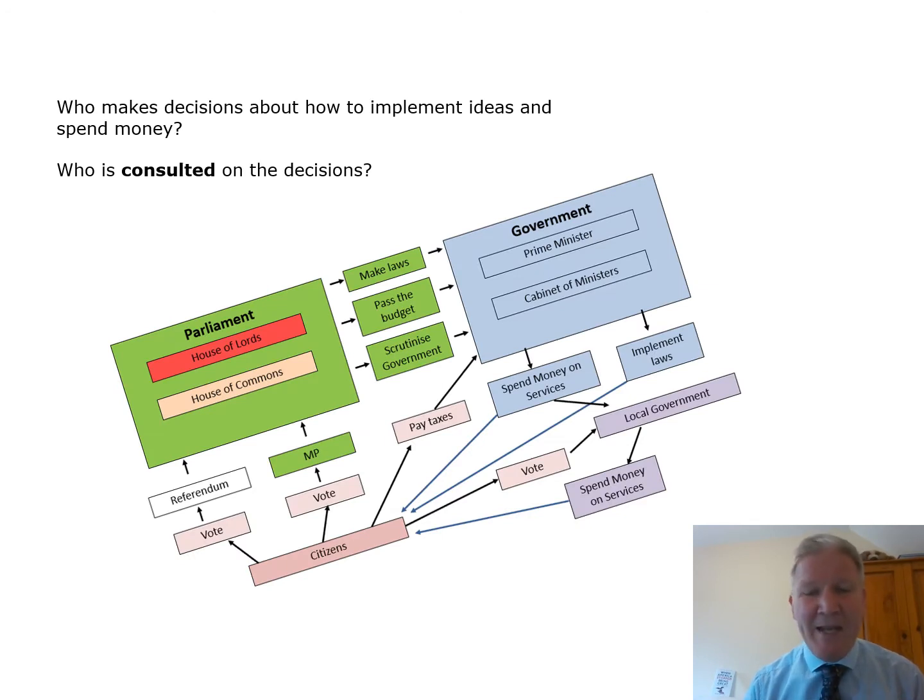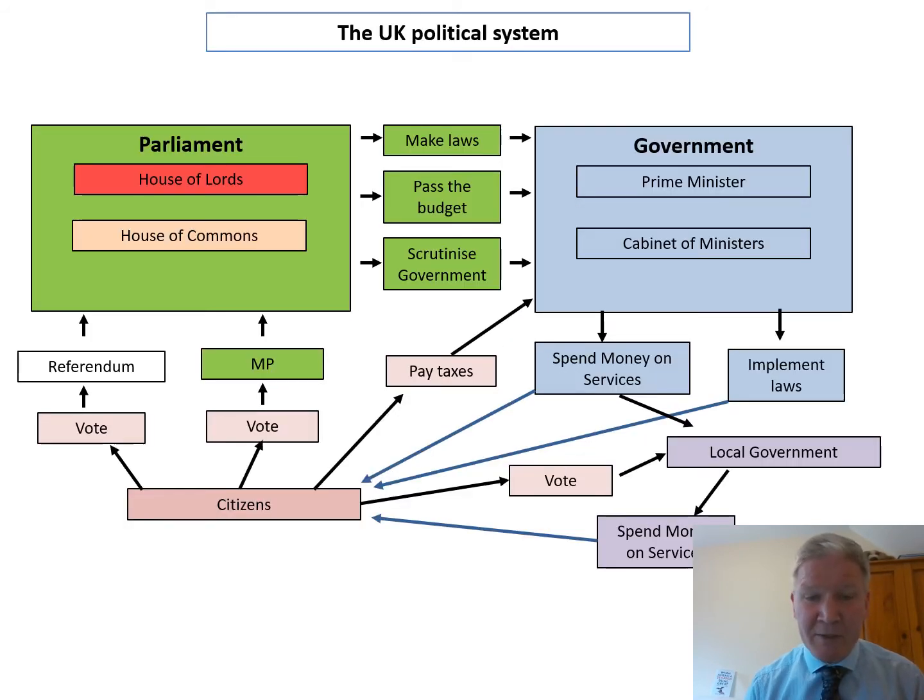In any institution, whether it be government, businesses, or schools, there are ways in which ideas are implemented and money is spent. So we've got to understand how people are consulted in this process. If we look at our own political system, citizens have an opportunity to get involved through voting. They vote for their MP, their MP goes to Parliament, and Parliament is the place where ideas are made into laws and implemented by the government.